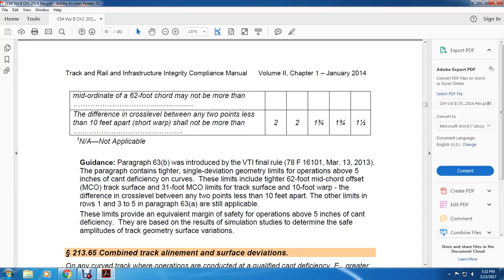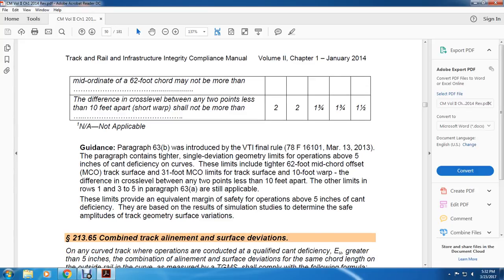Paragraph 63B was introduced in the VTI final rule, 78 Federal Register 16101, March 13, 2013. The paragraph contains tighter track geometry limits for operations above 5 inches of cant deficiency on curves. The limits include the 62-foot minimum chord offset, the track surface 31-foot minimum chord offset limit, and the 10-foot warp, the difference in cross level between two points 10 feet apart, with the other limits of rows 1, 3, and 5.